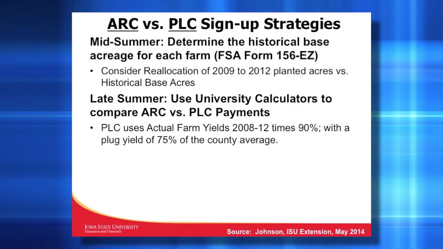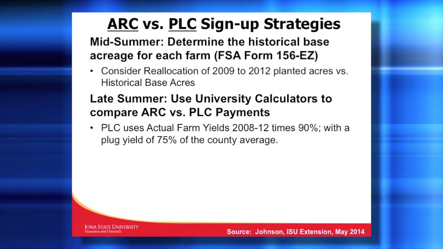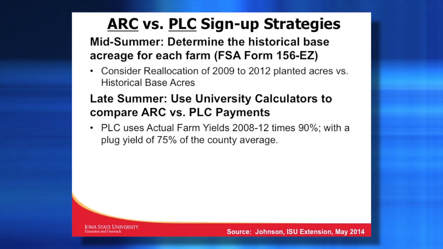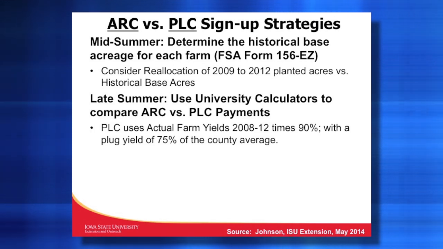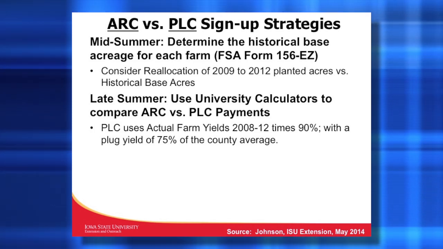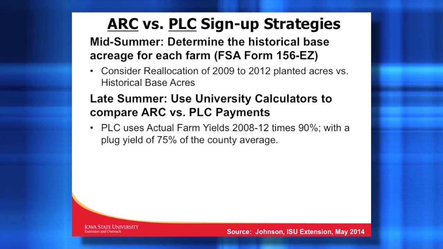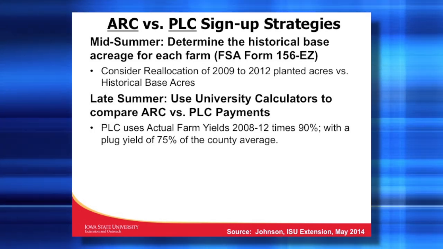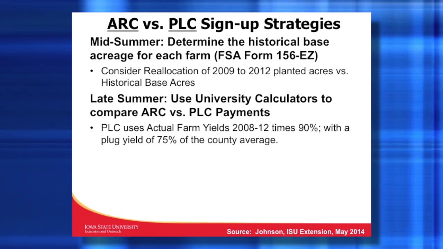Great. And so people will be able to dial in a 1-800 number. They can put that information in, but you're going to have your farm's yields. If you're going to compare a PLC program, you're going to need your farm's yields. If you're going to use the Farm ARC program, you're going to need your farm's yields. We think the farm yields will probably be 2008 through 2012. The plug will be 75% of the county average if you cannot provide actual yield information for your farm.